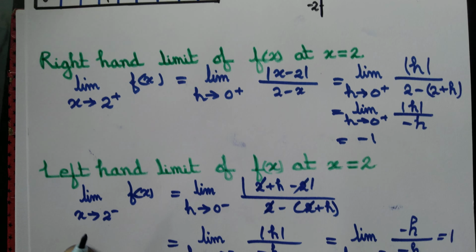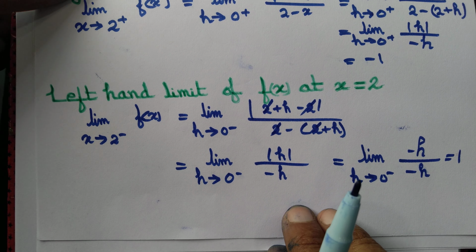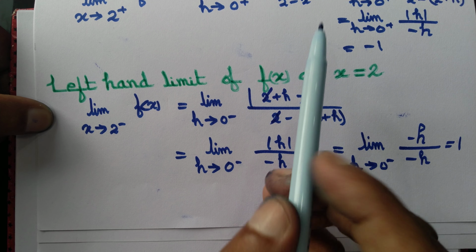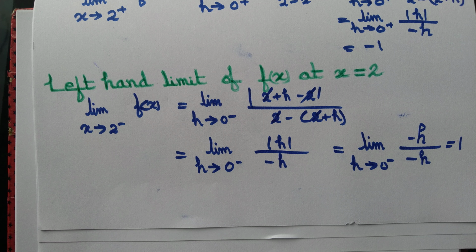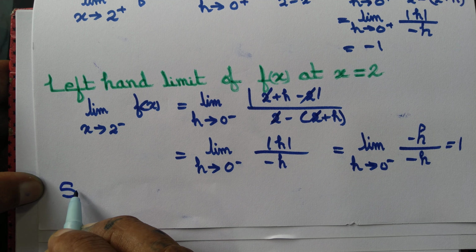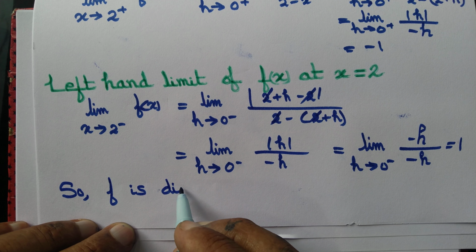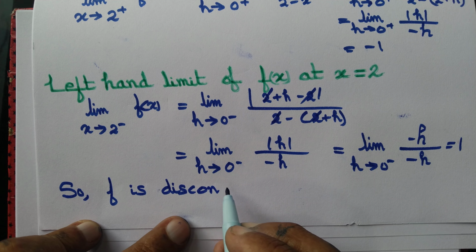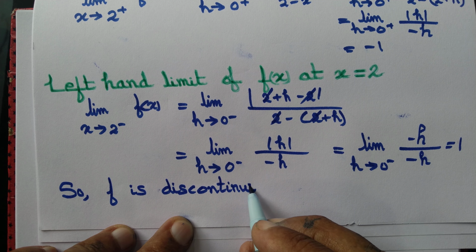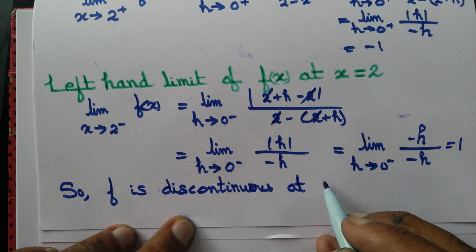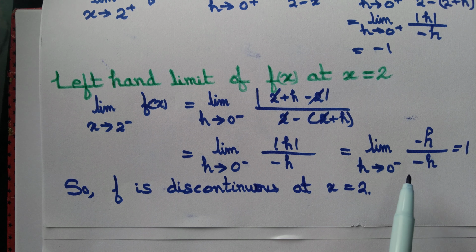Yes. Are the left hand limit and right hand limit equal? No. Since the left hand limit and right hand limit are not equal, we can say that the function is discontinuous at x equal to 2. So, f is discontinuous. There is a break. By discontinuity, we mean there is some kind of break. f is discontinuous at x equal to 2. We can see it from the graph, and we did prove it as well.